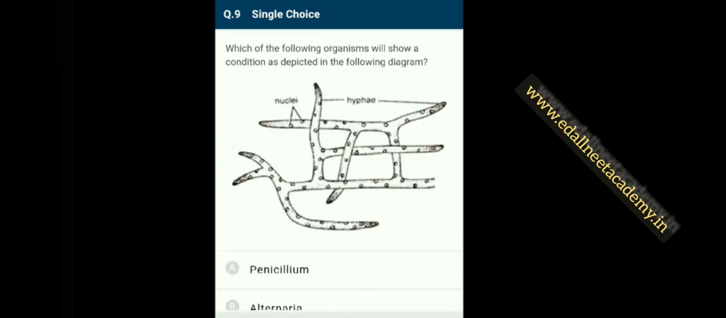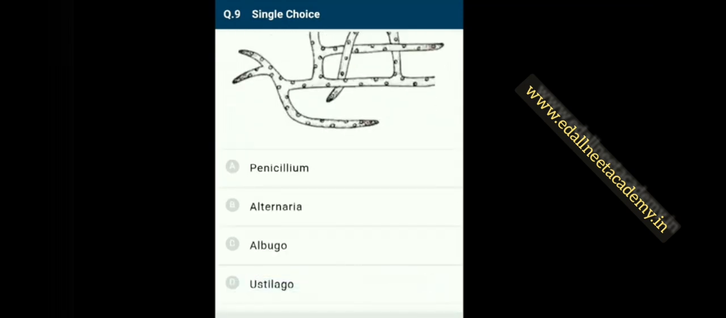A zygospore is formed by the fusion of two gametes. If these gametes are similar morphologically, they are called isogamous, or if dissimilar, then it is called anisogamous or oogamous. Some common examples are Mucor and Rhizopus. Rhizopus is otherwise called bread mold, and Albugo is otherwise called the parasitic fungus on mustard. So the answer for this question is option C, Albugo.